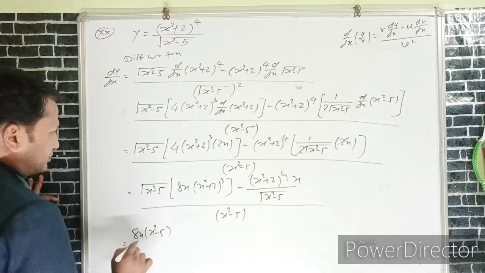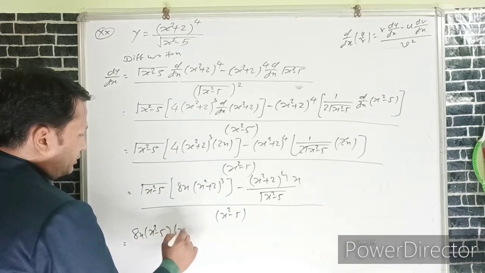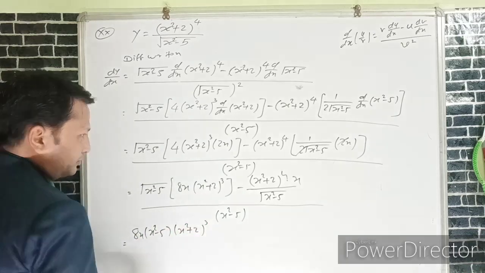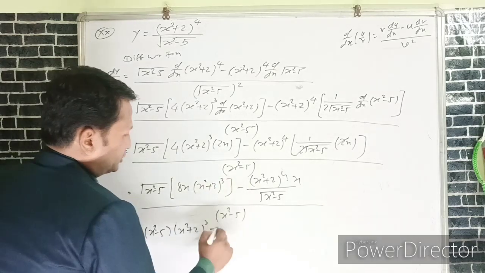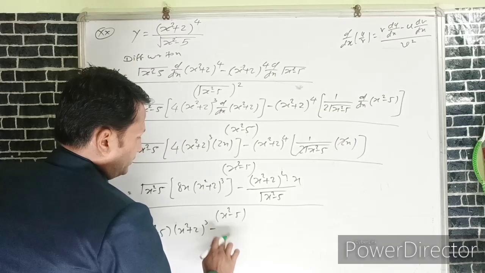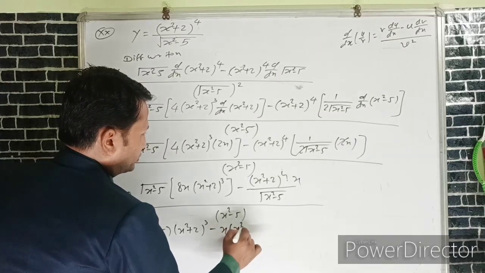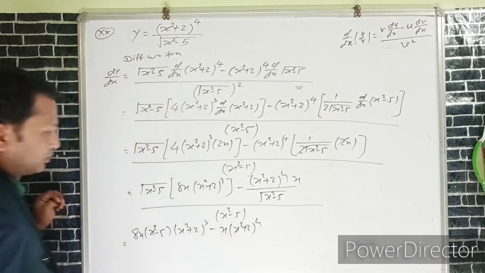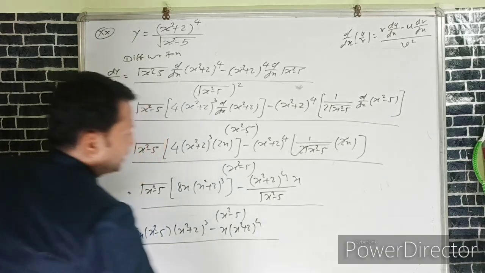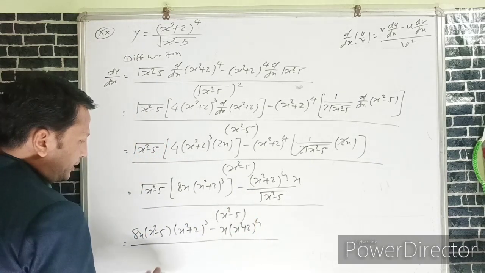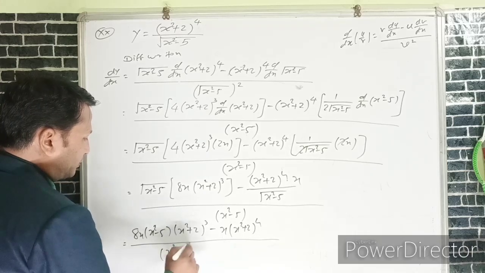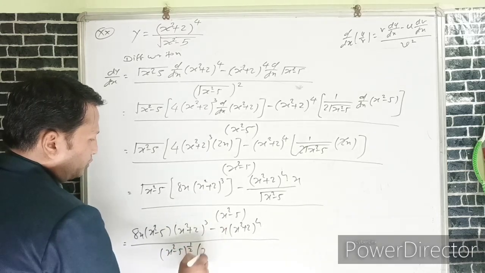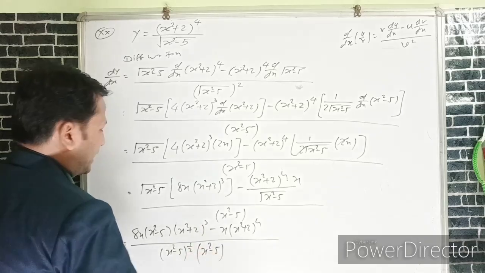8x first into x square plus 2 whole bracket cube minus 1 into this term x into x square plus 2 whole raised to the power 4 upon under root of x square minus 5, which we can write as x square minus 5 whole raised to the power 1 by 2 into x square minus 5 as it is.